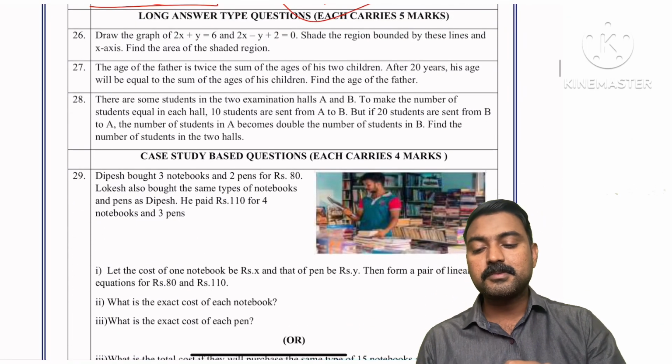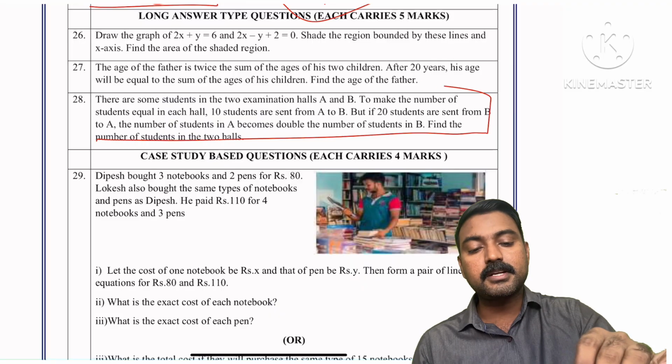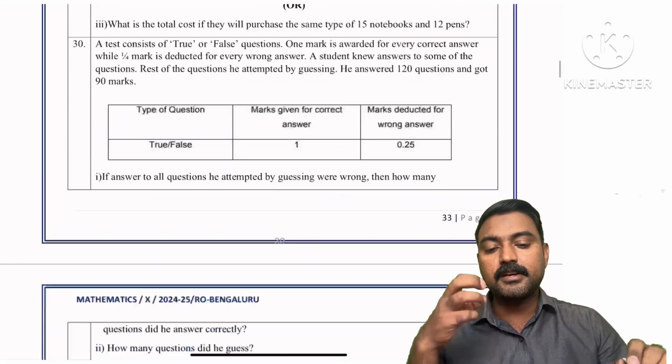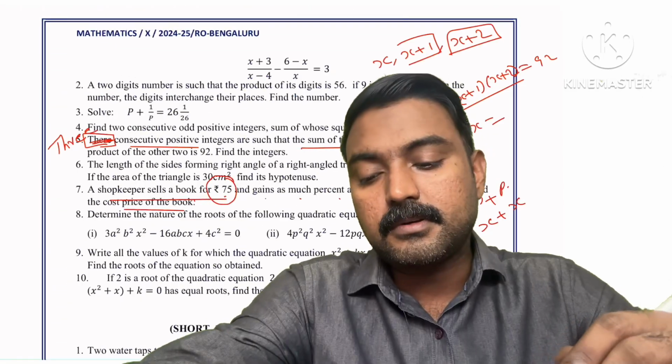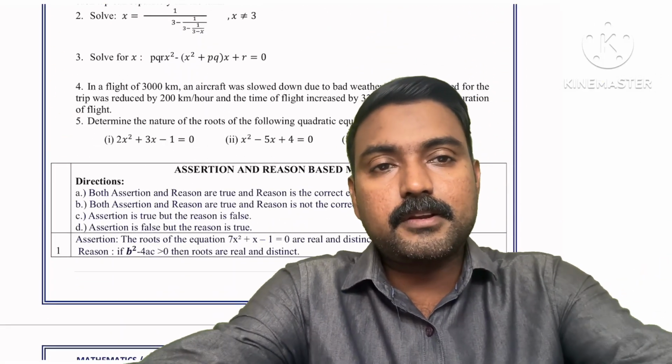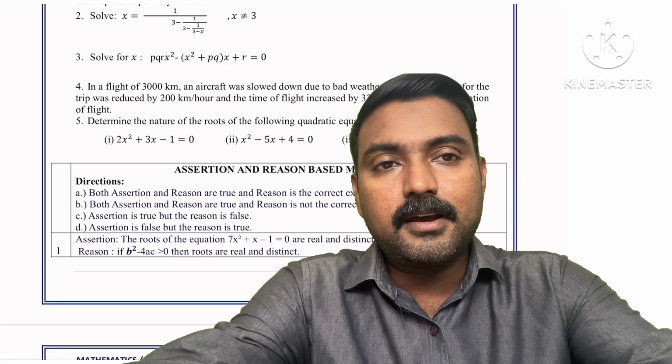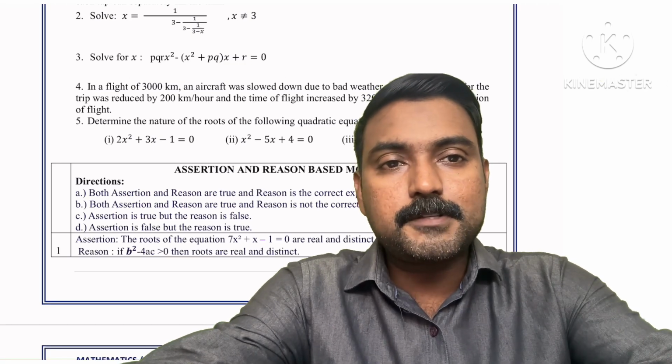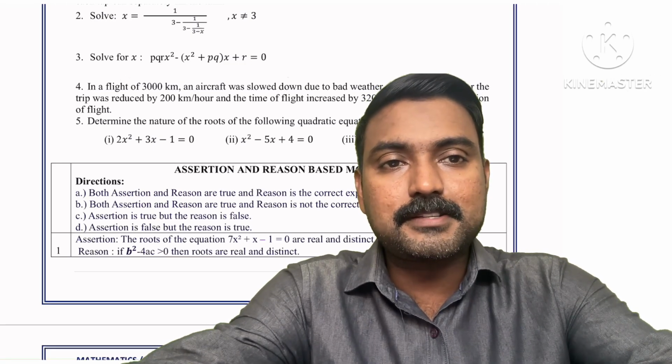Now some word problems are given. In these word problems also, read carefully and convert into linear equations. So I think now we discussed many questions from pair of linear equations, polynomials and real numbers. The rest of the questions will be discussed in the next video. Thank you.